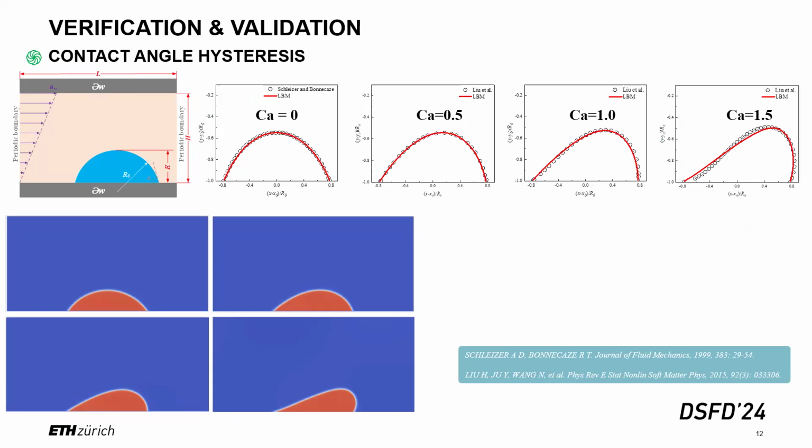With different capillary numbers, we can find the shapes of the droplet are consistent with previous research. It is kept for the capillary number of 1.5. This is caused by the geometrical contact angle scheme not being suitable for too small or too large contact angles.